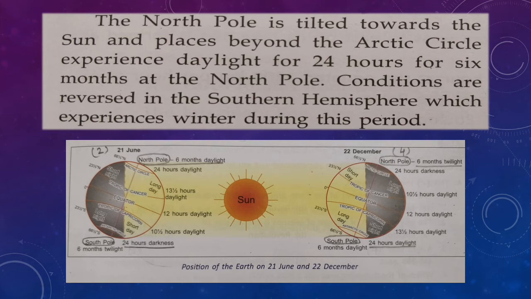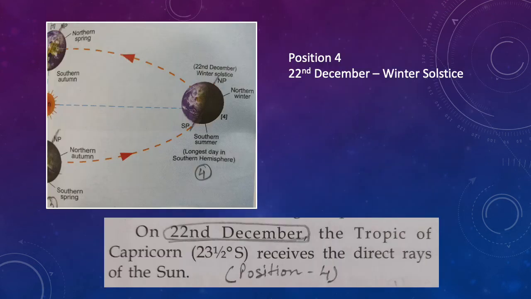Similarly, the opposite will happen in position 4. We will learn about this in the next slide, but we will talk about this again here also. You can see in position 4, North Pole has 6 months of twilight. You can see the area between Arctic Circle and North Pole is totally black. And similarly, the opposite, the area between Antarctic Circle and South Pole is totally yellow. So that small area will have 6 months of daylight, South Pole area, and North Pole area till Arctic Circle they have 6 months of twilight or darkness. Now this is position 4.